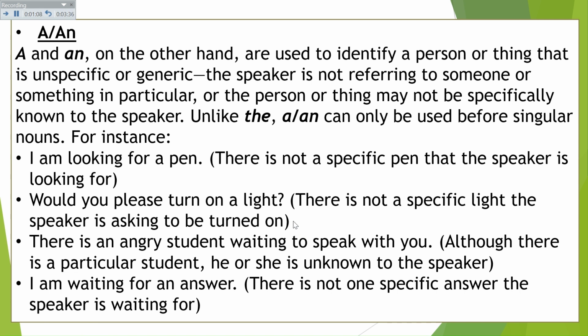So it's not specific. There is an angry student waiting to speak with you. Okay, although there is a particular student, he or she is unknown to the speaker. So the speaker does not know the student, right? As we studied earlier, the person or thing may not be specifically known to the speaker. The student here is not known to the speaker. I am waiting for an answer. There is not one specific answer the speaker is waiting for. So that's how we use a and an.